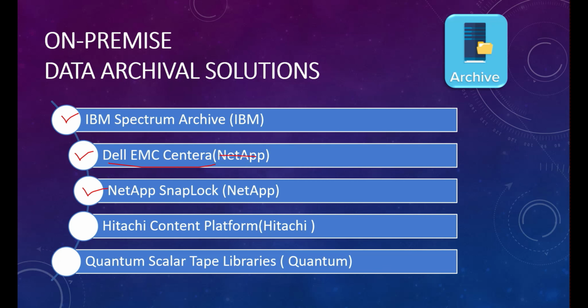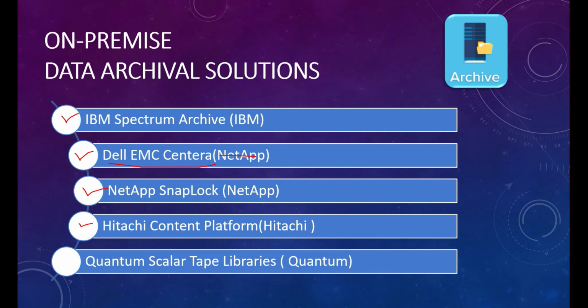And we have NetApp SnapLock, which is by NetApp, and this is wherever you want to write once and read many times, for compliance and long-term retention. In that case, you can use NetApp SnapLock. Generally, archival data is not frequently used. But in some compliance and regulatory requirements, you might want to read the data comparatively more frequently. Then you can choose NetApp SnapLock.